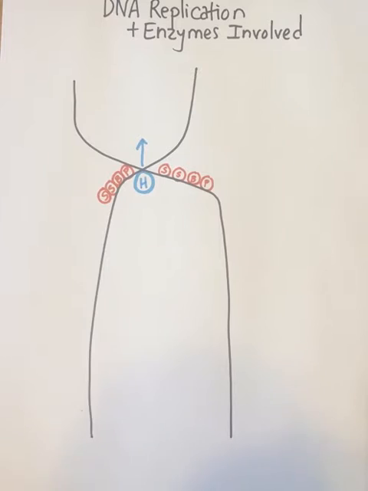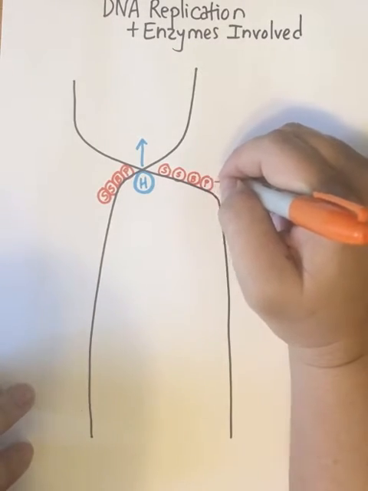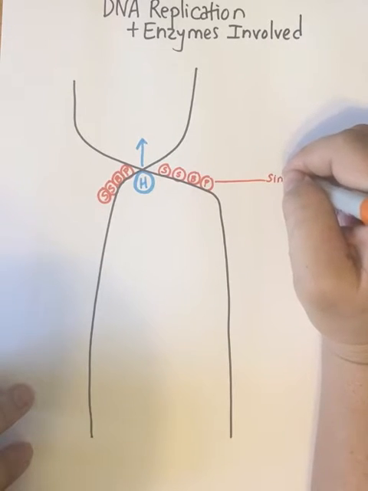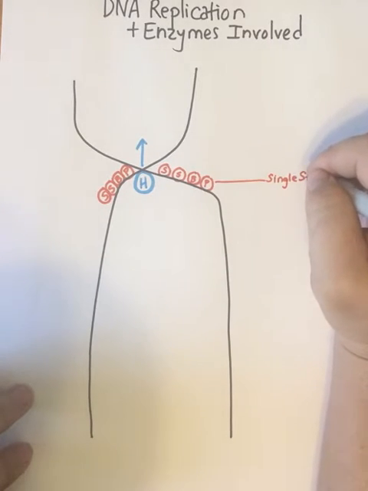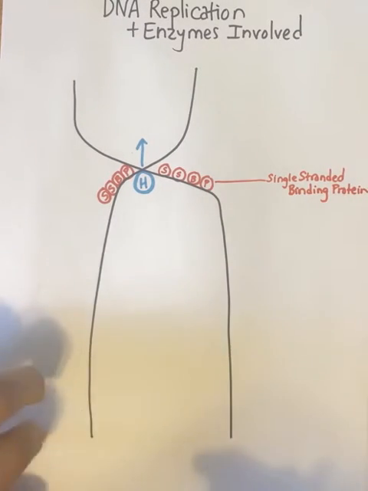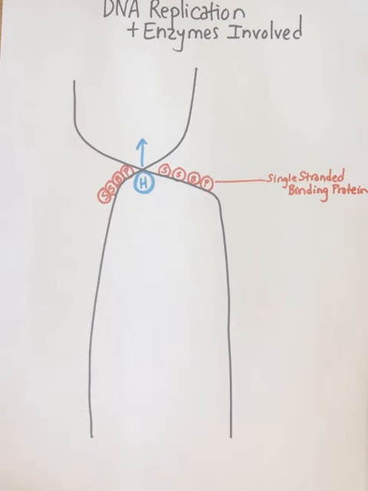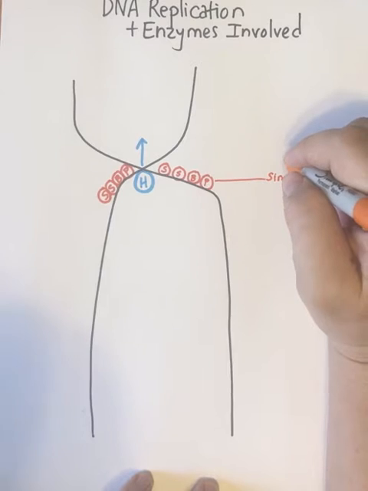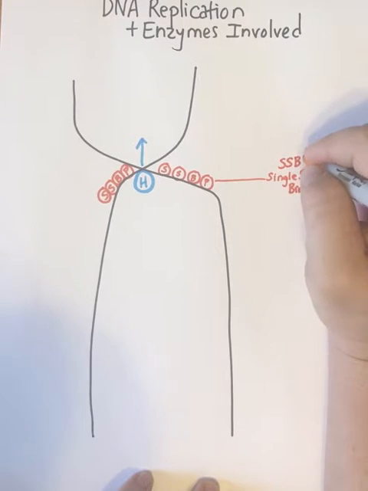Single-stranded binding protein is going to prevent the replication fork from rewinding. We shorthand it as SSBP.